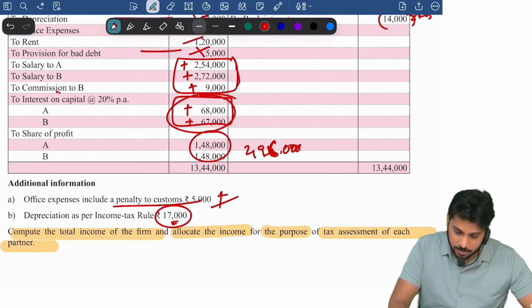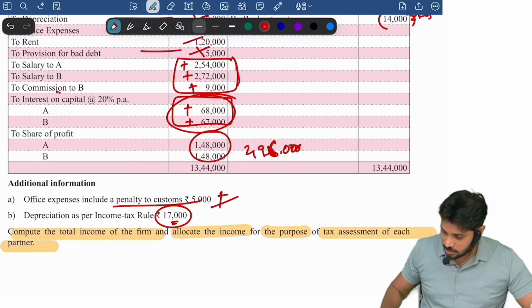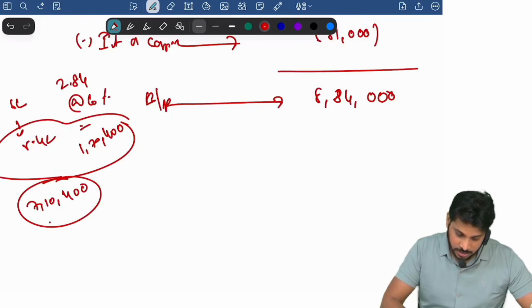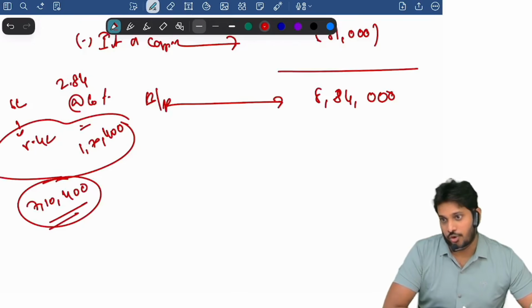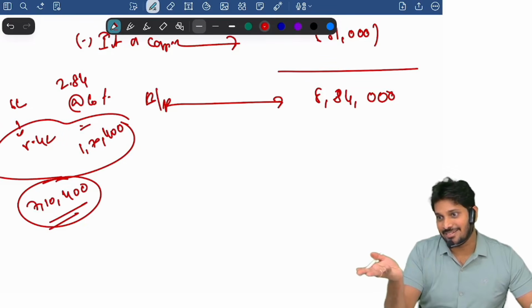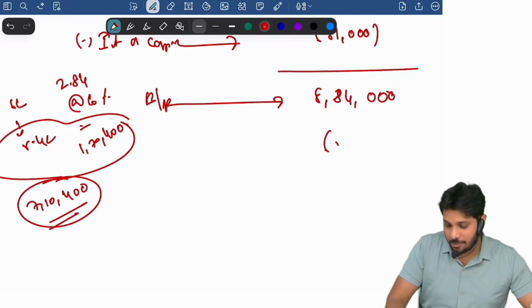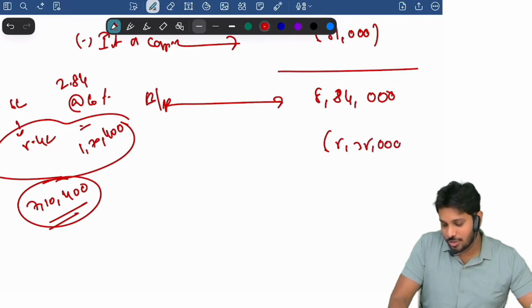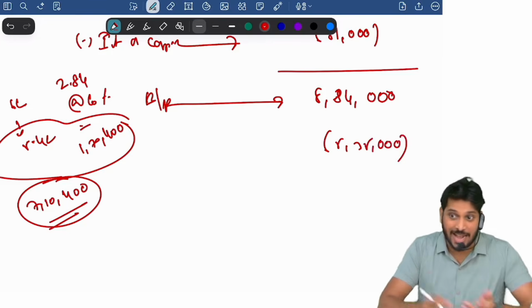Now look at it. Here is the eligible remuneration. How much did the firm actually pay? 2,54,000 plus 2,72,000 plus 9,000. The firm paid only 5,35,000, but eligible is 7,10,000. So the firm paid less than eligible. The actual amount paid is 5,35,000. You can claim the deduction because the actual amount is less than the eligible amount.